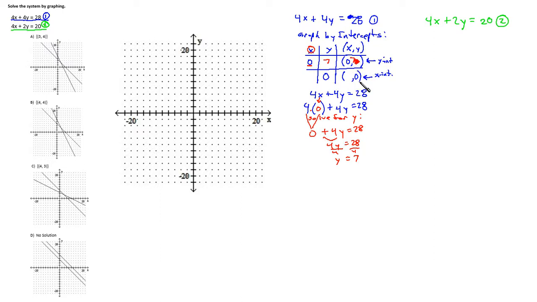So here's one ordered pair: 0 comma 7. Now we're going to take the same approach, and substitute a 0 for y this time in the equation. When I get to y, I'm going to leave empty parentheses and put a 0 in for y. This is graphing by intercepts. Replace y with 0, and now solve for x.